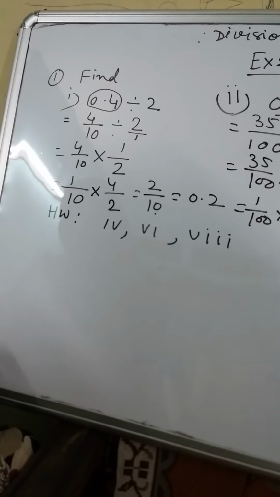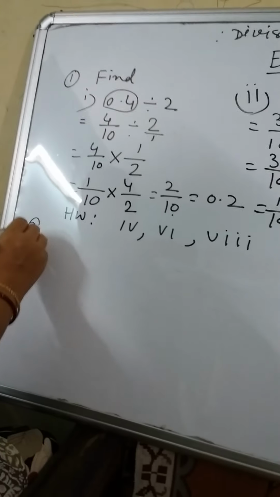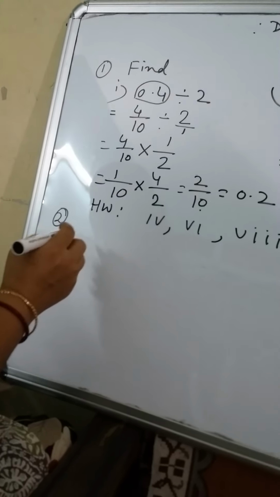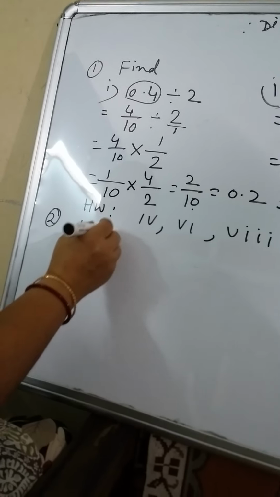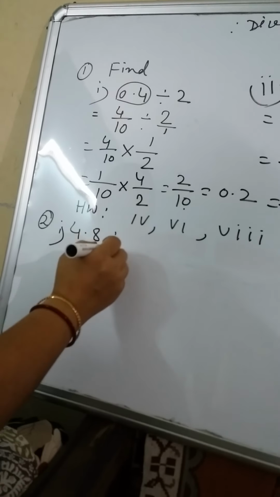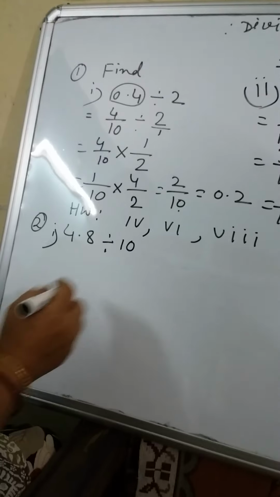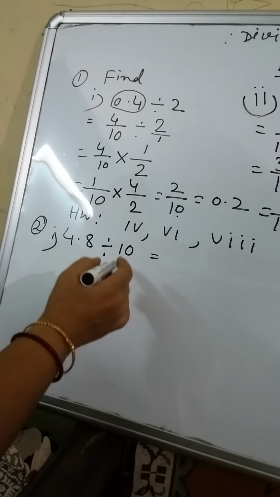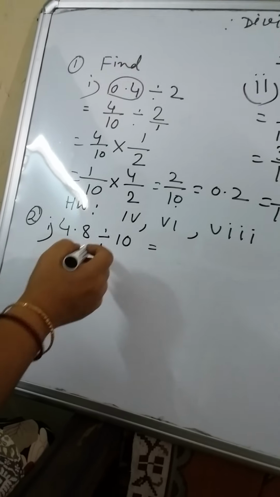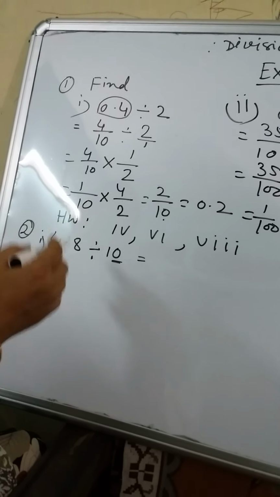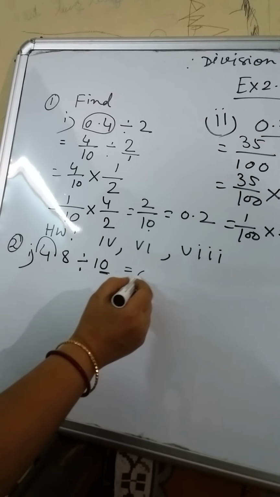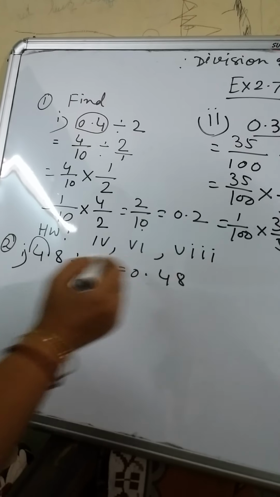Next is question number 2. You have to divide a decimal number by 10. As we are dividing by 10, how many places will it shift? For 10, 1 place. So your decimal will come here. So it will be 0.48.